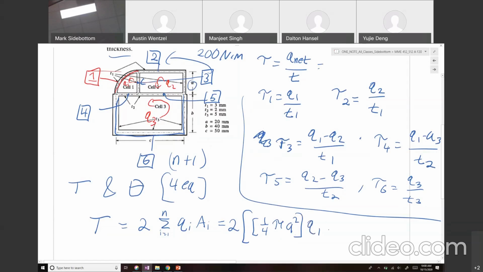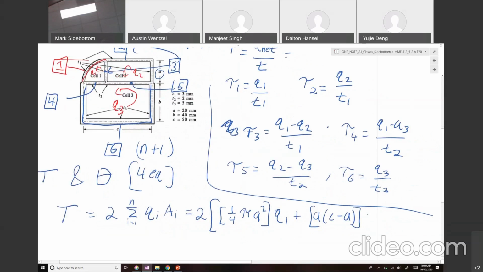For cell 2, it's a rectangle. Its area would just be equal to a times (c minus a). Right? So this is for cell 2, and then the flow would be equal to Q2. And then the last one would be for cell 3, and cell 3's area would be just b times c, times Q3. Okay. So that's our first equation.